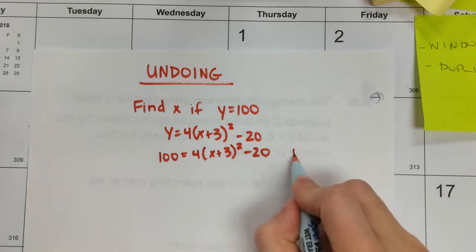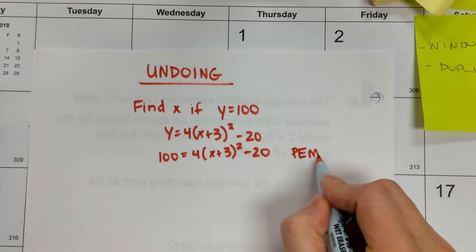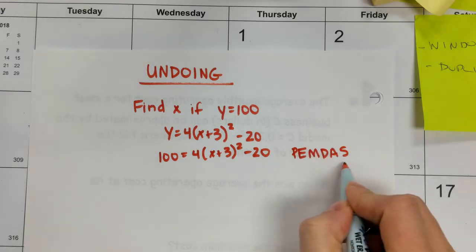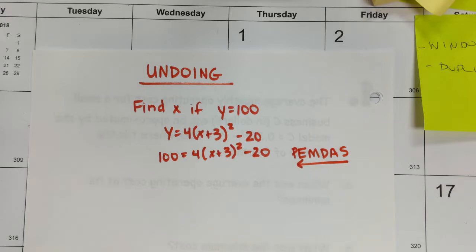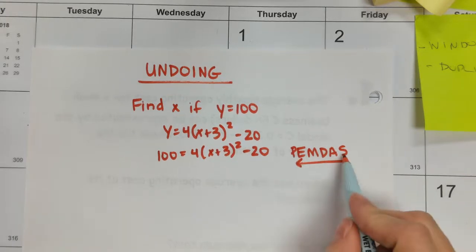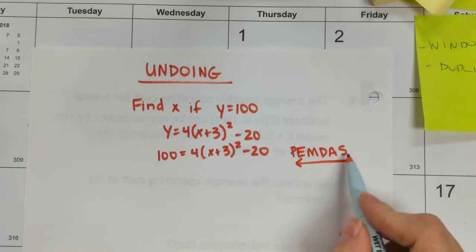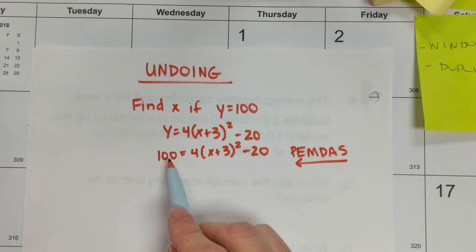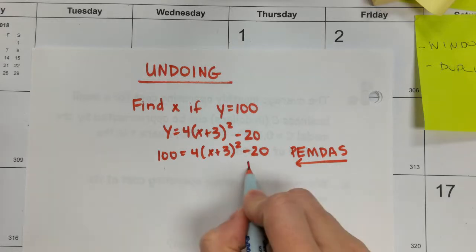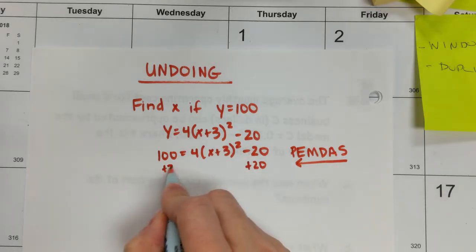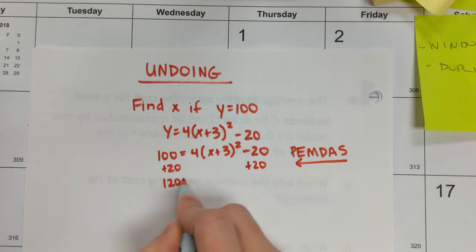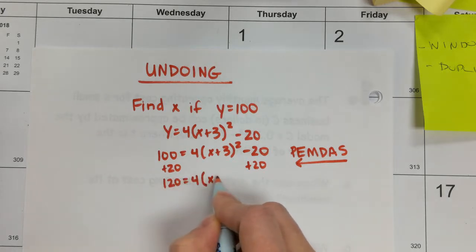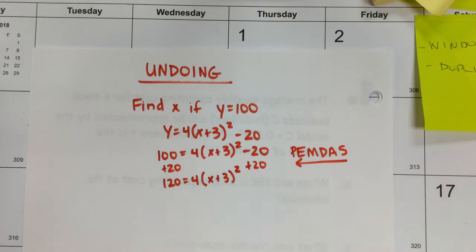Now, when I think of undoing, I'm doing PEMDAS, but when I'm undoing it, I'm going backwards. So instead of starting at the beginning, I'm looking for subtraction or addition that I'm going to undo to get rid of it. This is the only one where you don't have to make it equal to 0. So it's fine that the 100 is over here because we're going to start moving things over towards the 100. So I'm going to add 20 on both sides. I end up with 120. And then I have 4 parentheses x plus 3, and I still have the squared.